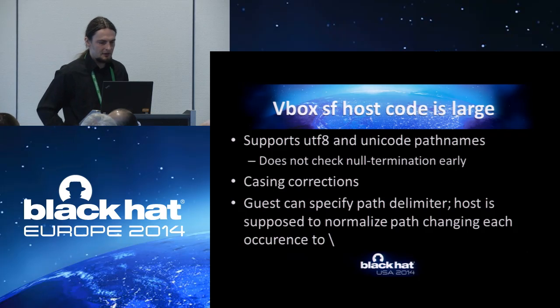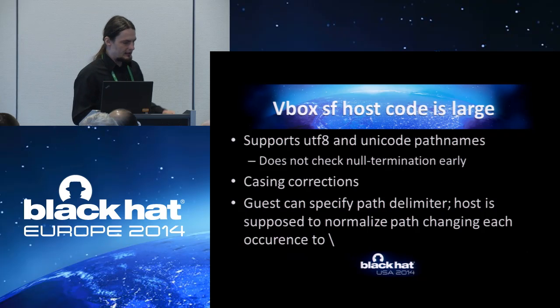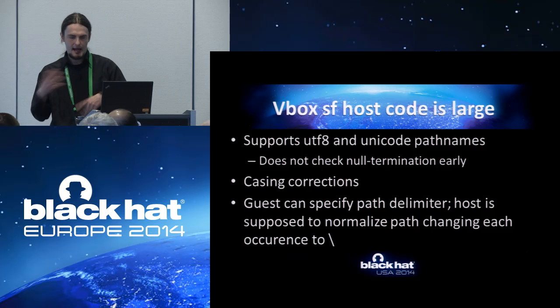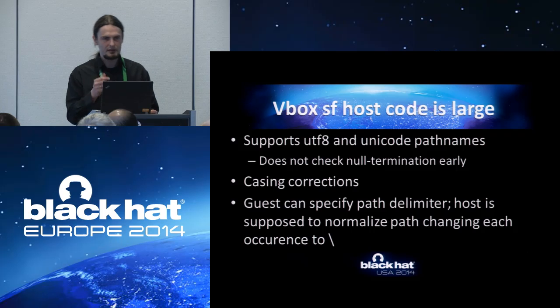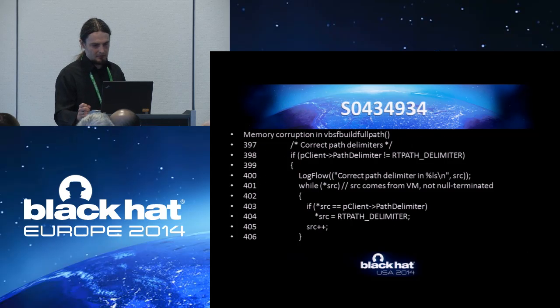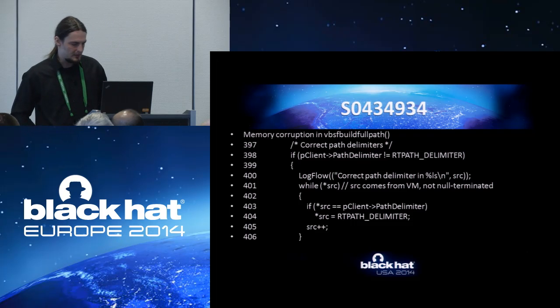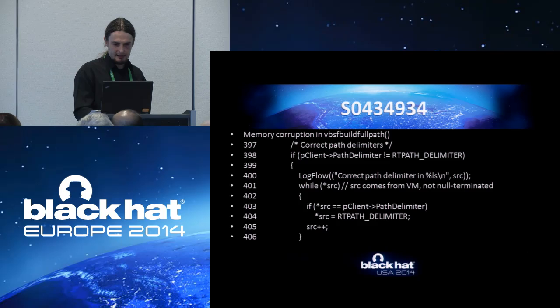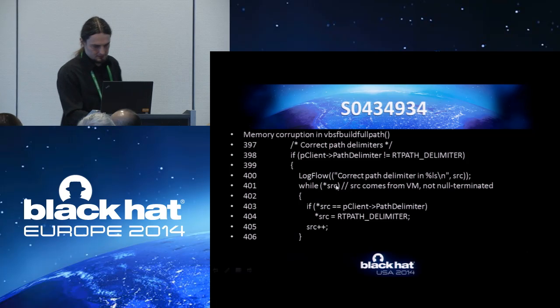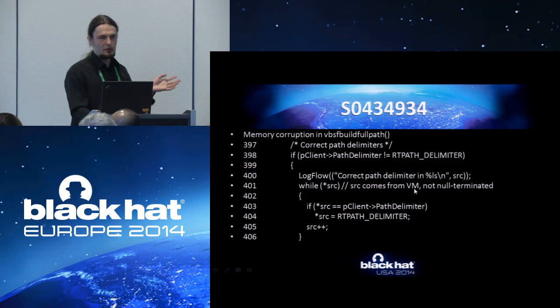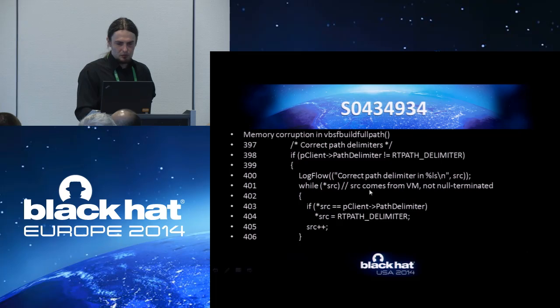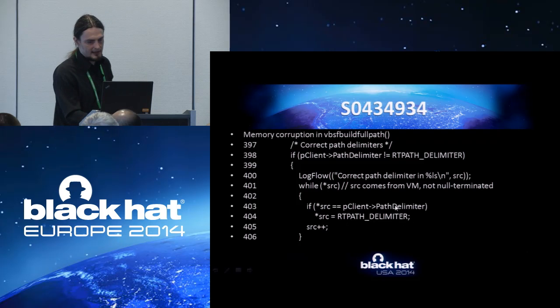Then finally, the guest can specify the path delimiter. So instead of separating path components with a slash, you can say there's an arbitrary character and, dear hypervisor, please use it as a path separator. Again, that's simply too much if you just look at it. And the first problem is memory corruption in a function that builds the full path. So essentially what it does, it tries to do this path delimiter correction, right? So you have some buffer that comes from the VM, and again, it's not null terminated. That's an issue. And what this code does is just scan for each occurrence of the character specified by the VM and change it to the path delimiter, change it to the slash.